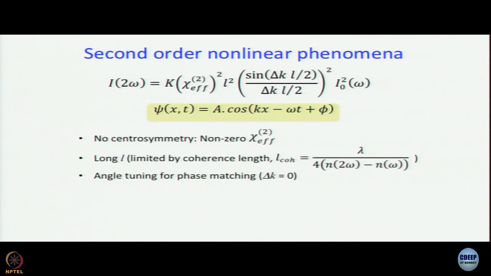We said that the condition for second harmonic generation is that delta k must be equal to 0, momentum must be conserved. This is why momentum has to be conserved, because when delta k equals 0, that is when the sin square theta by theta square function has a maximum value of 1. That is why delta k must be equal to 0.